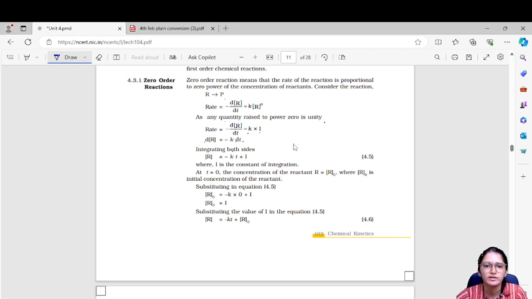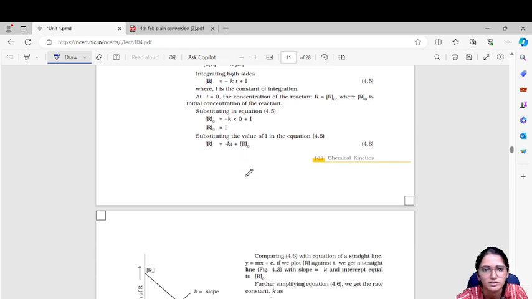So when you apply integration on both sides, what will happen? The derivative and integration will get cancelled, and R will remain here. Here also minus kt, so the d will go, so minus kt plus I, where I is the integration constant. Then R naught is the initial concentration. So at t equal to 0, when time goes to 0, the concentration of reactant R goes to R naught, R is equal to R naught, where R naught is the initial concentration of the reactant. Then we substitute this in the equation, so we get R naught is equal to minus k into 0 plus I. So R naught is equal to I.